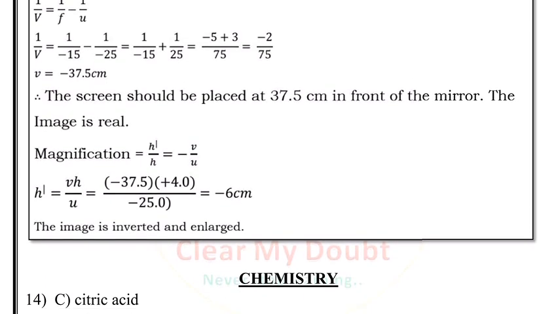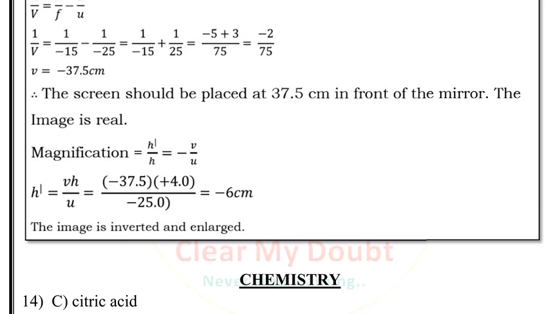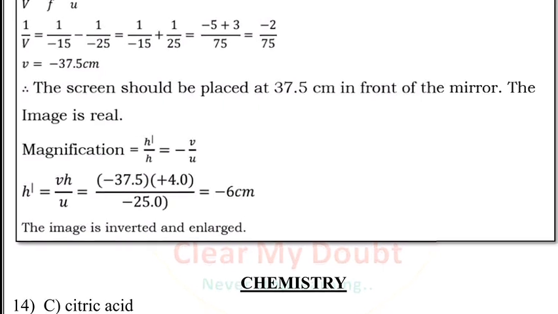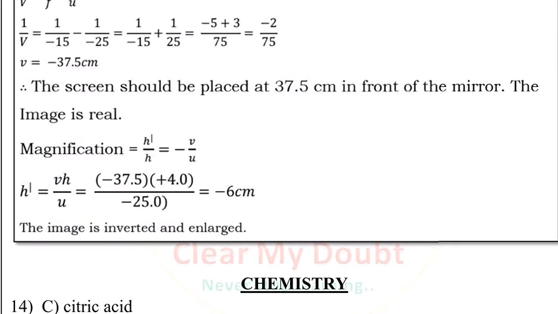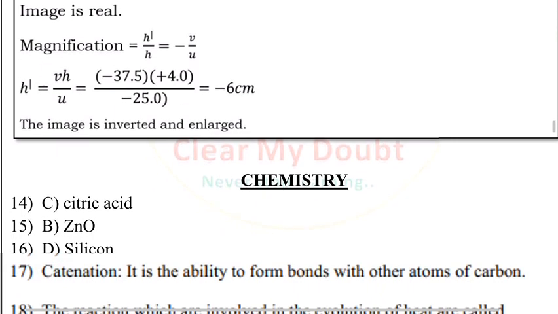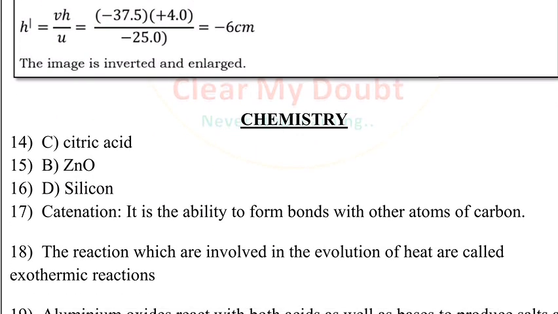Magnification. Another question is asked here. We have to find out the magnification, that is equal to H dash by H, which is equal to minus V by U. So H dash will be equal to minus V H divided by U, that will be equal to minus 6 centimeter. Here the image is inverted and enlarged. Okay, so this is the physics part.